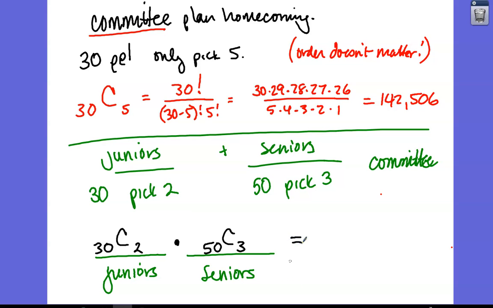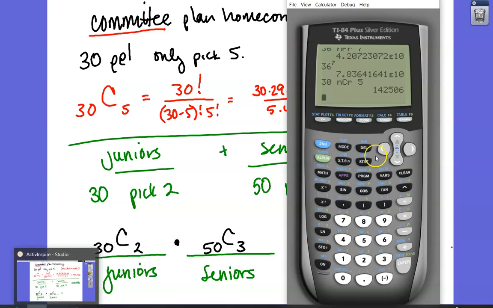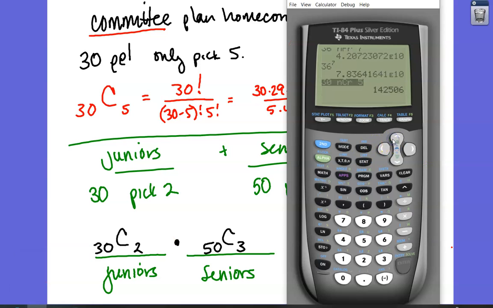Again, I can go back to my calculator, and I'm just going to type this in. So I'm going to use this one, but I'll make it a 2. Enter. Times, I'm going to use my parentheses. Then I have 50, 3 at a time. Okay, so actually I'm going to do this so we can see them separately. So it looks like for juniors, I had 435, and for seniors, I had 19,600.